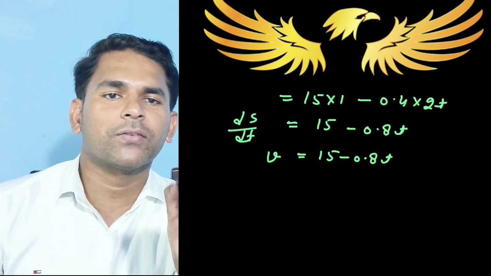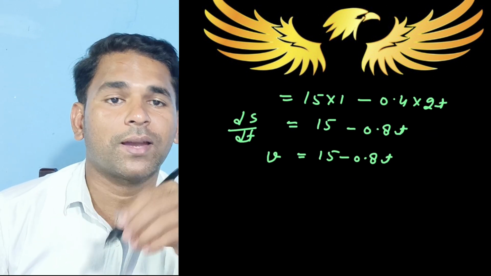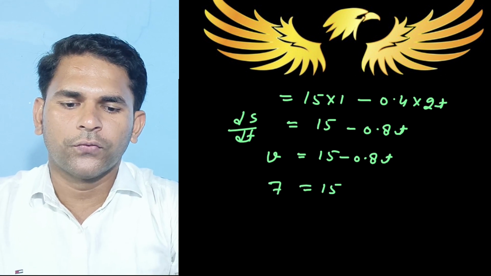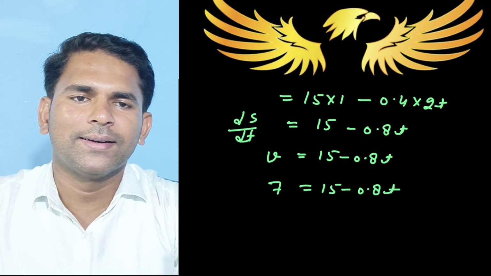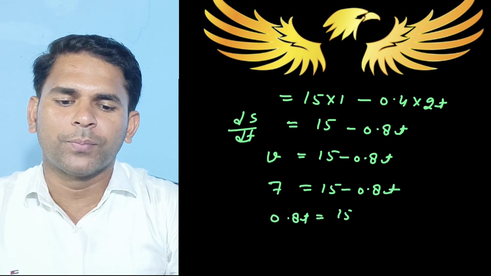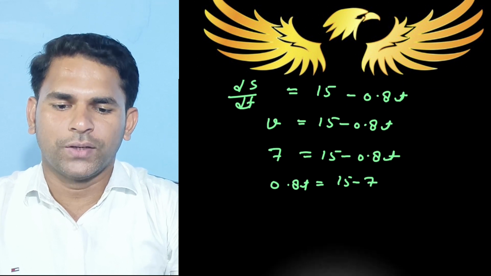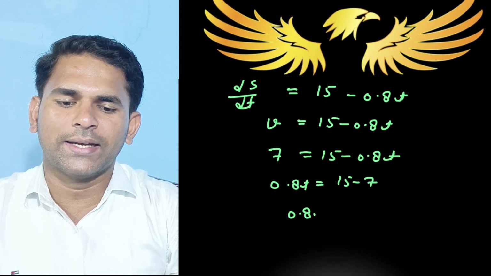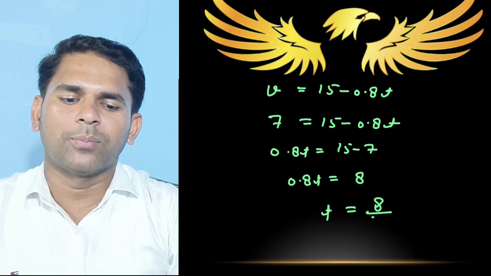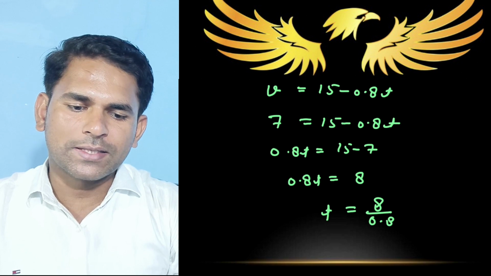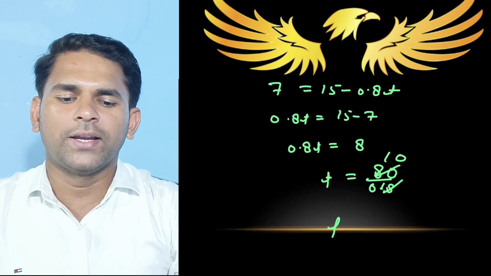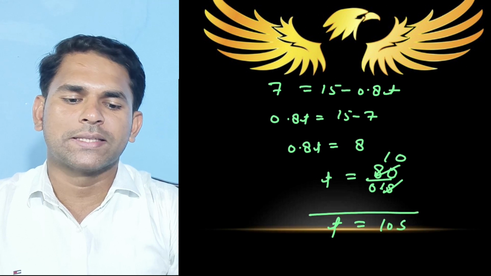So what they are telling is, when velocity is 7 meter per second, what is the time? So you can place 7 here. So 7 is equal to 15 minus 0.8 t. So we can write 0.8 t is equal to 15 minus 7, so 0.8 t is equal to 8. So t is equal to 8 upon 0.8. Remove the decimal, increase the 0, cancel 10. So finally you will get t is equal to 10 seconds.